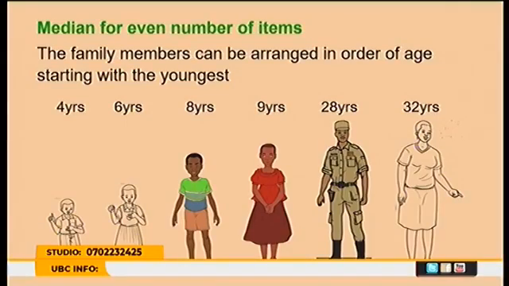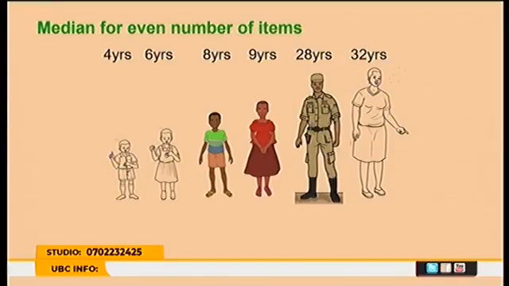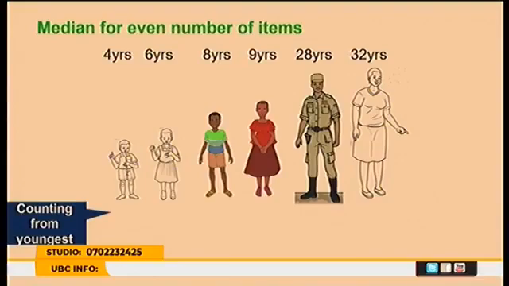The youngest member is 4 years, followed by 6 years, followed by 8 years, followed by 9 years, followed by 28 years, and 32 years. I hope we can all see on our screens that the youngest member of the family is 4 years. The second youngest is 6 years. The third youngest is 8 years. The fourth youngest is 9 years. The fifth youngest is 28 years, and we have the oldest member of the family who is 32 years.